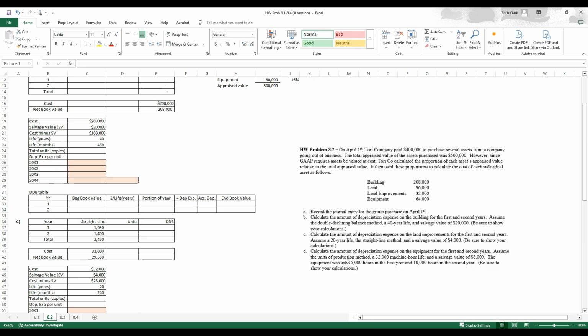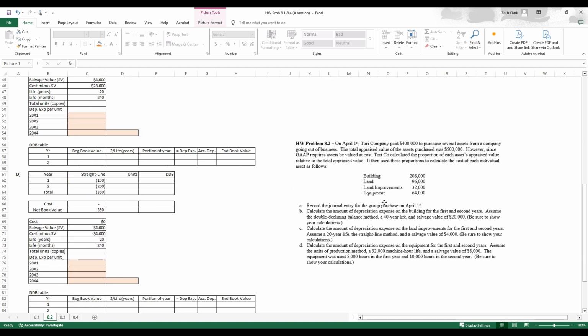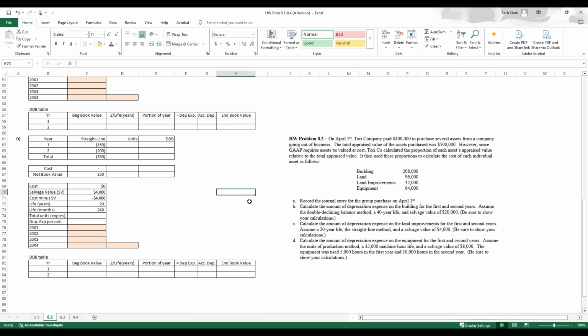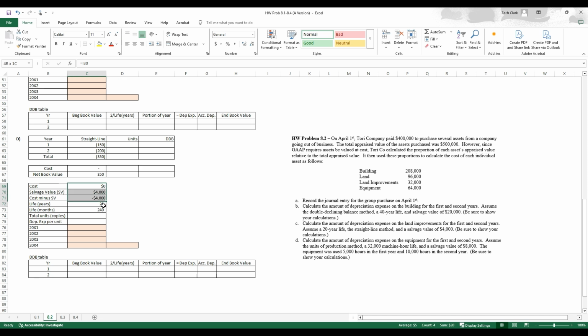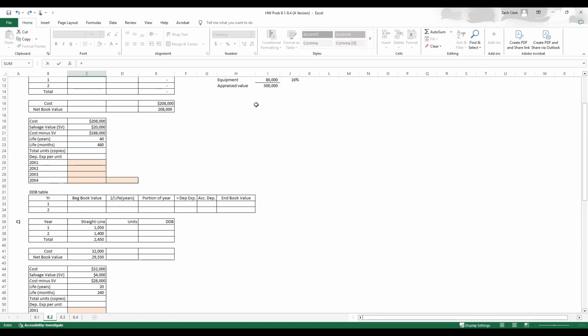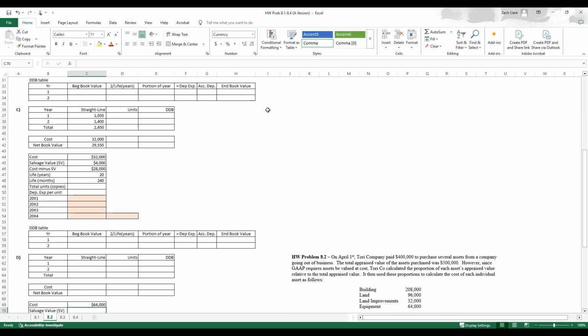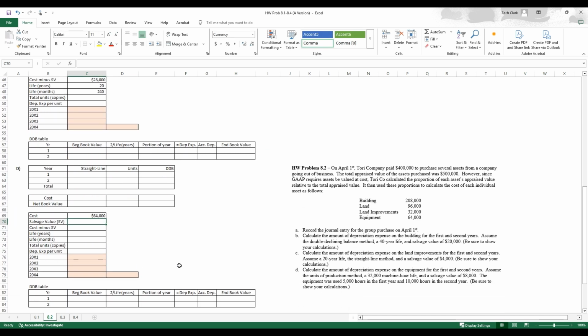Okay, so in D, I'm going to bring this down so we can see our data. D says, calculate the amount of depreciation on the equipment and assume units of production method. So here we're going to do that one. And we've got other information, so let's do it. Let's delete out our stuff we pulled down, copied from C, and let's fill out this table of details. So that was our equipment. So our equipment up here, 64,000. And then our salvage value, it tells us, is 8,000.